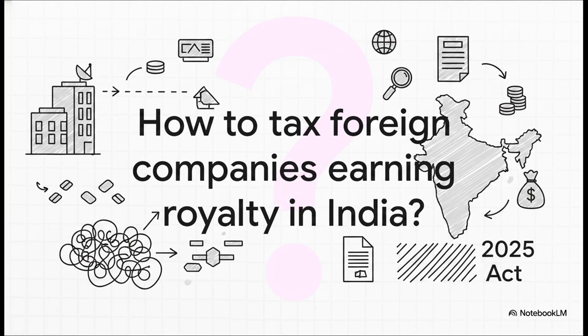So picture this scenario, one that a lot of you probably face on a daily basis. A foreign company provides technical services or software to an Indian firm, and boom, they earn a royalty. Under the old 1961 Act, you had to navigate this crazy labyrinth of scattered sections just to figure out the withholding tax, the residency implications, and the audit requirements. So how does this work under the brand new 2025 Act? Well, the answer lies in the streamlined provisions we're about to explore.